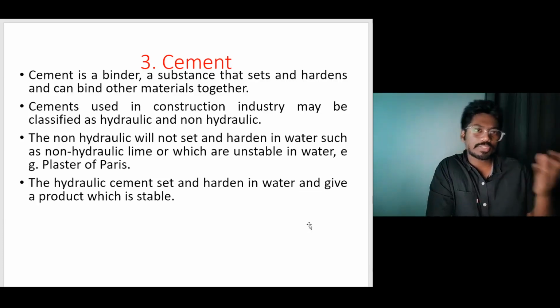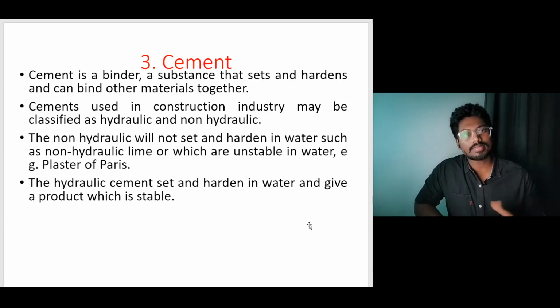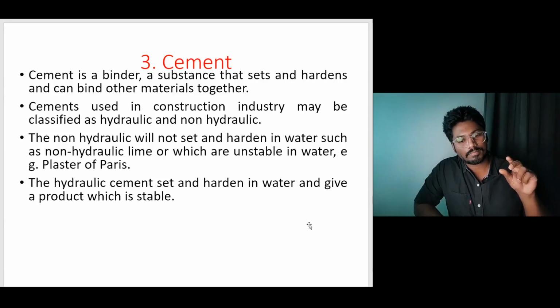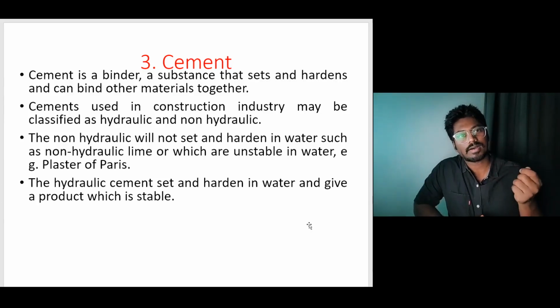Now the cement which has been used widely out there is a hydraulic cement, and when it comes in contact with water, it eventually hardens and exhibits a much more stable material. Now this is not the case with non-hydraulic cement. That's why plaster of Paris is very weak in terms of its strength.